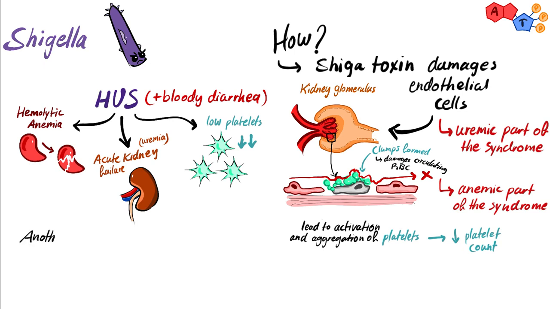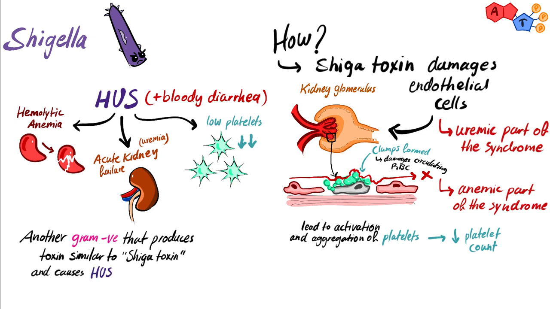Do you remember another gram-negative rod that produces toxin similar to Shiga toxin and results in HUS too? Take a moment to think. Yes, enterohemorrhagic E. coli or EHEC. Lastly, you need to remember that HUS occurs mostly in children who are less than 10 years old.